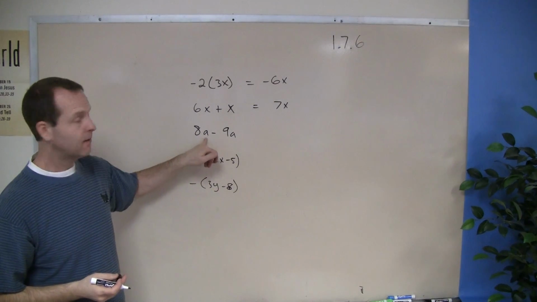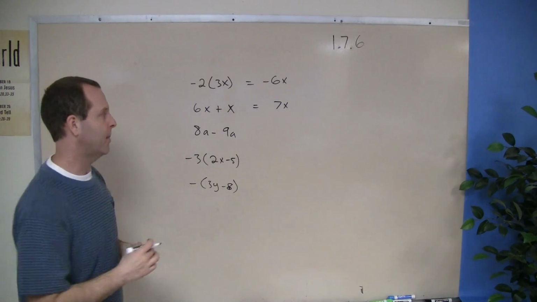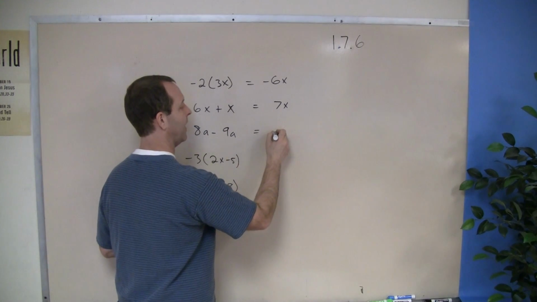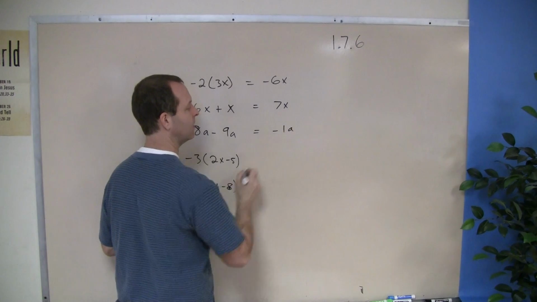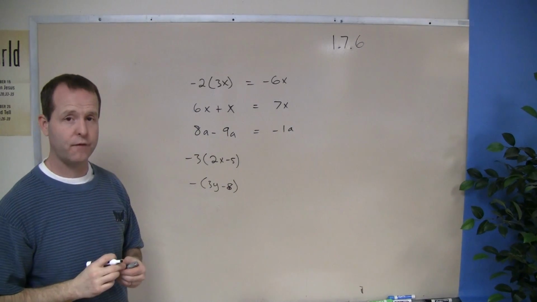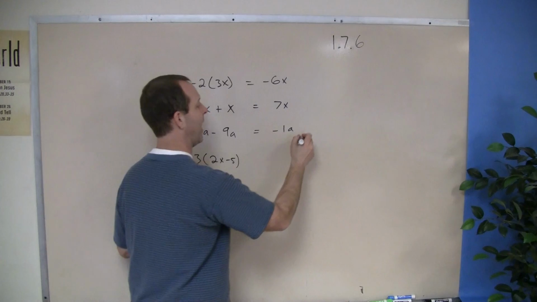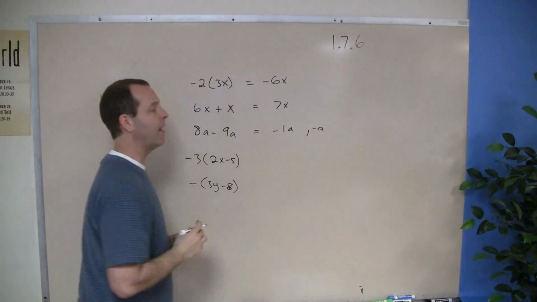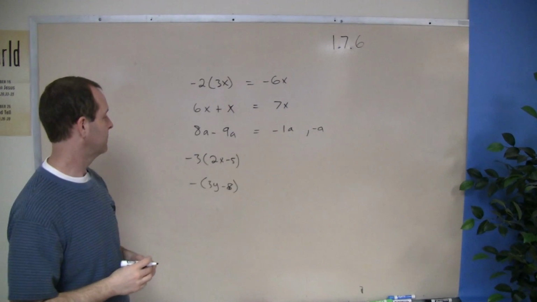I have 8 a's minus 9 a's. How many a's do I have? I have a negative 1a, or when it's a 1 as the coefficient, we can just write it as negative a because that 1 is implied.